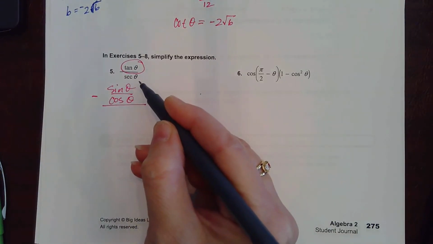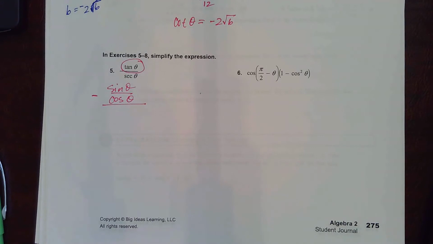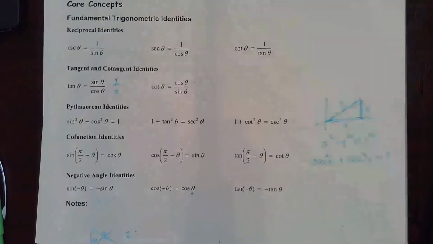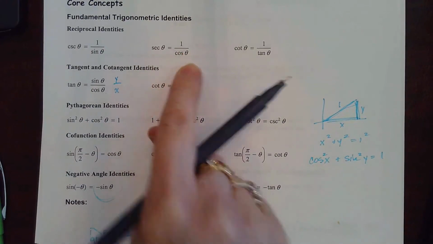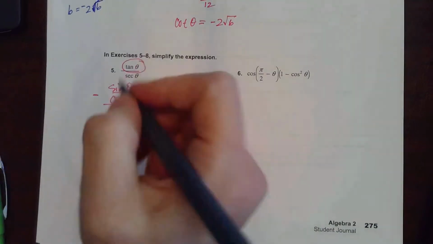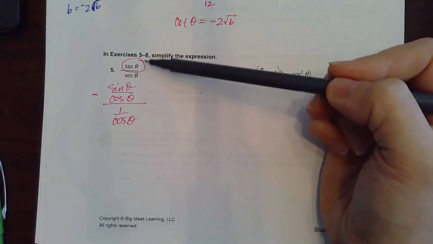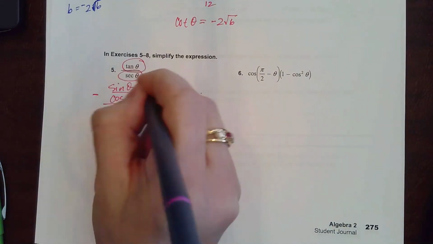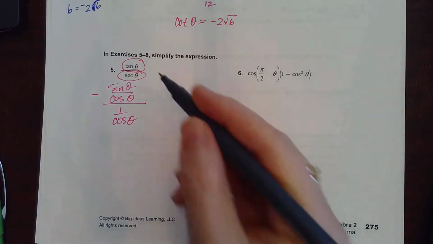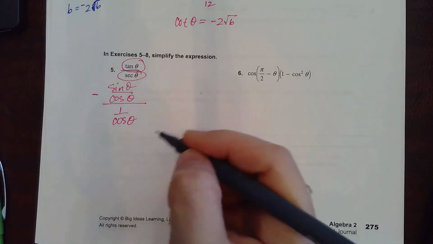I'm going to rewrite secant. Remember, secant, if we want to write it in terms of sine or cosine, secant is 1 over cosine. So I'm just changing this into an equivalent form. So I took tangent of theta, rewrote it as sine over cosine, took secant as 1 over cosine. Let's do the math here.